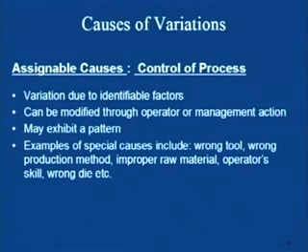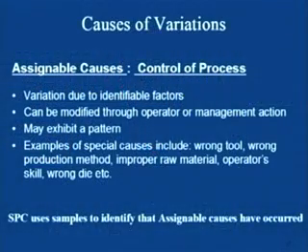Examples of special causes include wrong tool, wrong production method, improper raw material, operator skills, wrong die, etc. As one example mentioned earlier, the material may be coming from two different sources, and if we combine the data of these two different sources, then certainly variation is bound to come. These are the possible reasons, but the important part of an assignable reason is that these are special causes, and if we remove them, we can make our process stable in nature.